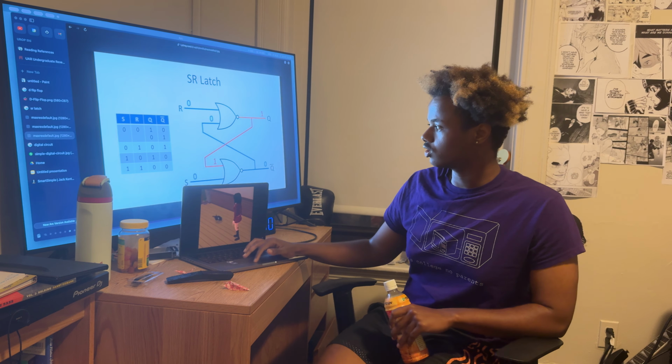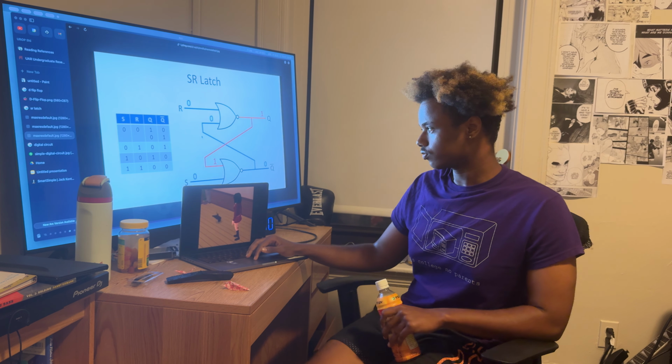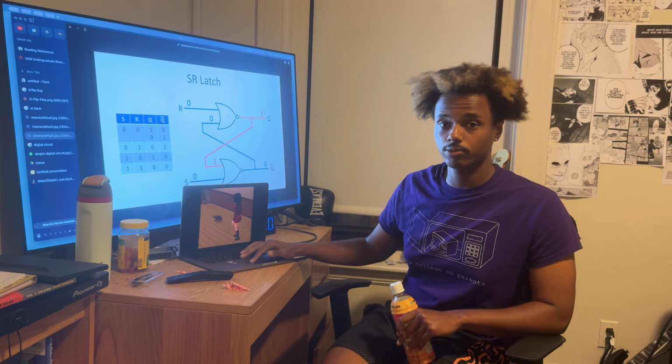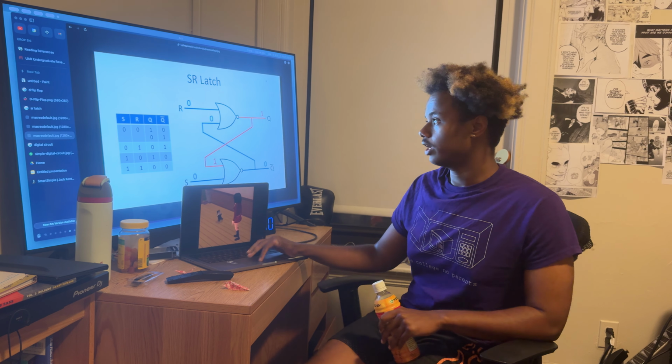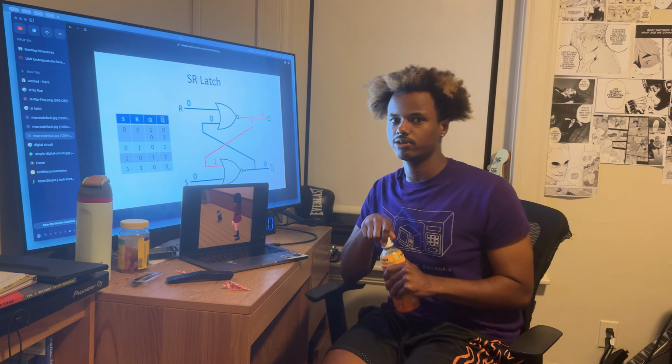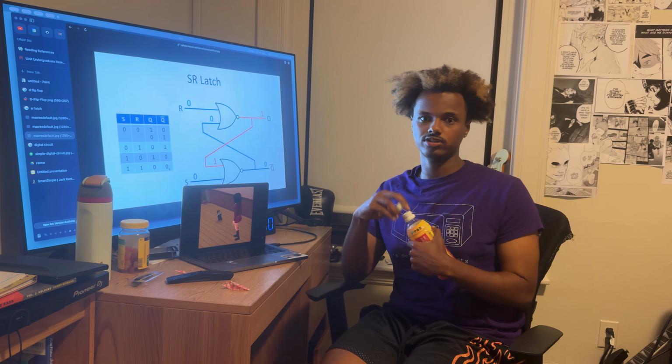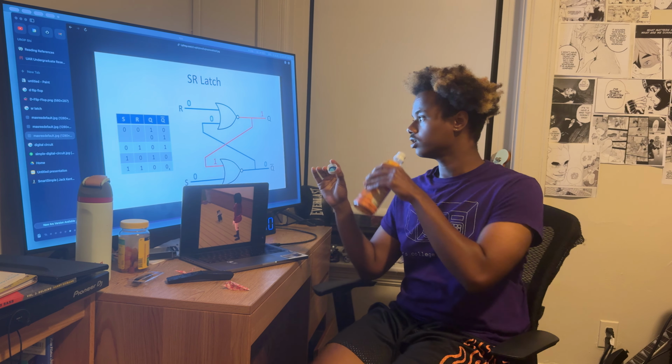And then when R and S are both low, it holds, but when R and S are both high, you have an illegal input. I know this is 0 here, but it's actually metastable, XXX, and it's really bad.